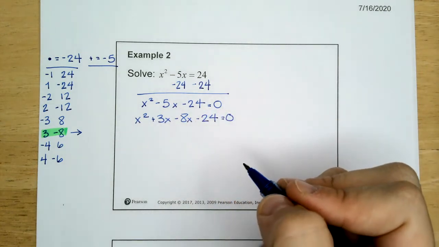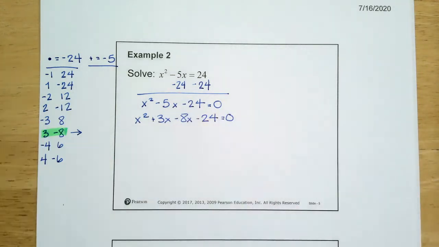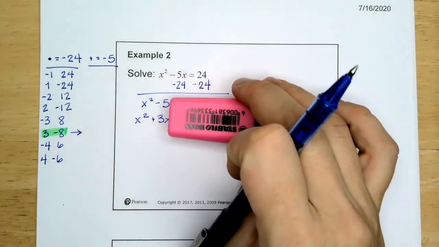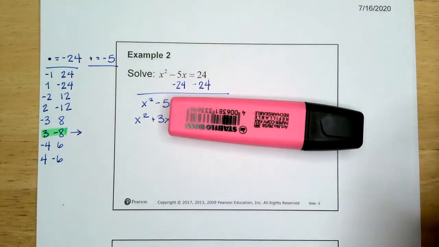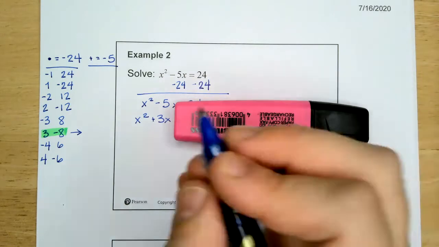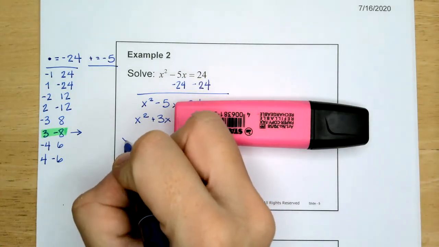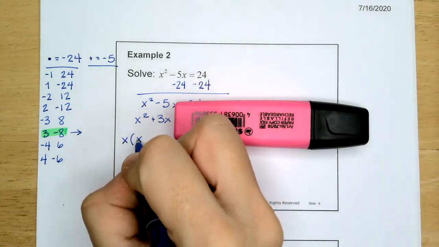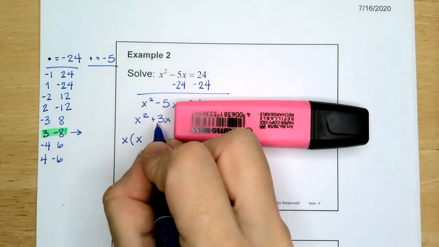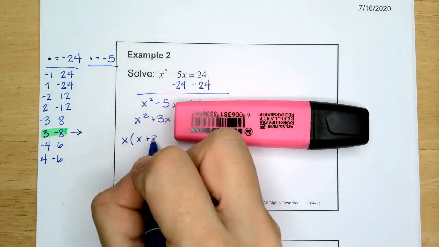Still nothing I can factor out, and so I'm going to use factor by grouping. X squared plus 3x. What can I take out of there? They have a common factor of x. So x squared divided by x is x. 3x divided by x is plus 3.